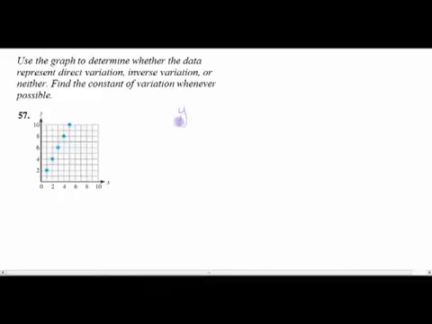So let's say that we have maybe a y equals kx model, and then pick a point out of that graph. Let's say we pick the point (2, 4). So y is 4, x is 2, and if we divide both sides by 2 to solve for k, we have k equals 2. So the model might be y equals 2 times x.